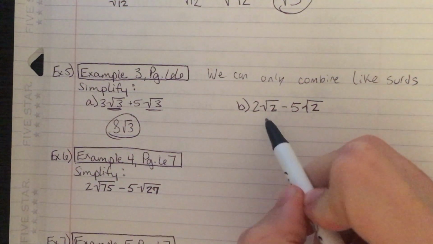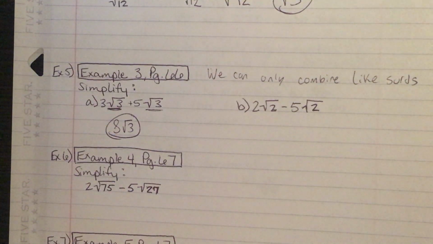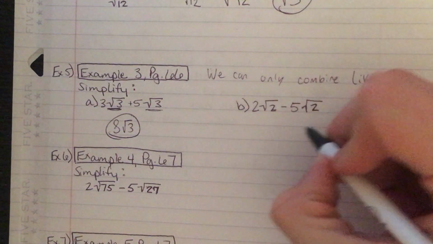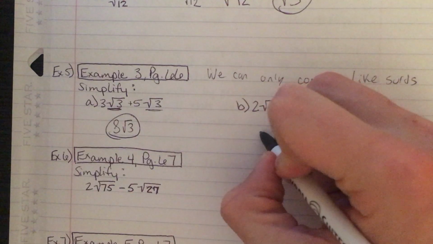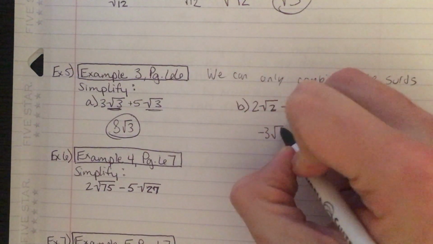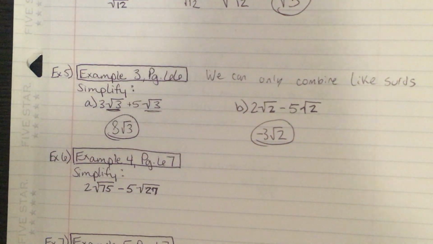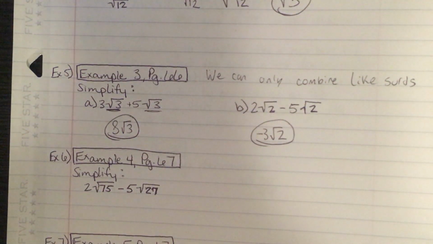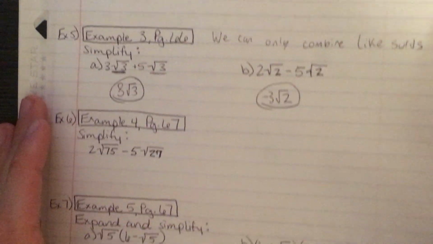So then we've got 2 square roots of 2 minus 5 square roots of 2. Think to yourself, okay, what would that be? That would be the same thing as 2x minus 5x. That would be negative 3 square roots of 2. So we can add and subtract those things freely. If they are not the same, if they are not like surds, then we can't do anything with them. It just stays what it is.